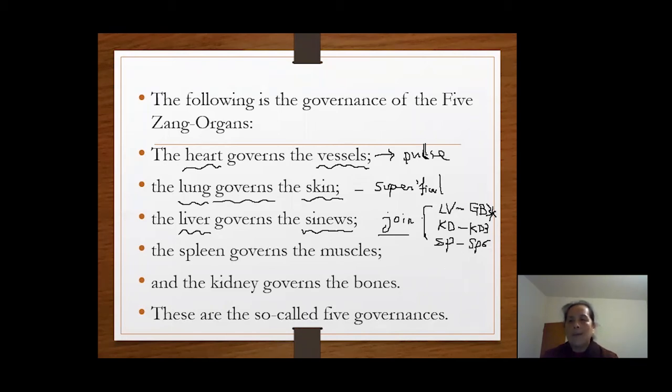So that is what we are talking about: the liver governs the tendons, and the spleen governs the muscles, and the kidney governs the bone. So that is, together, the 5 governances.